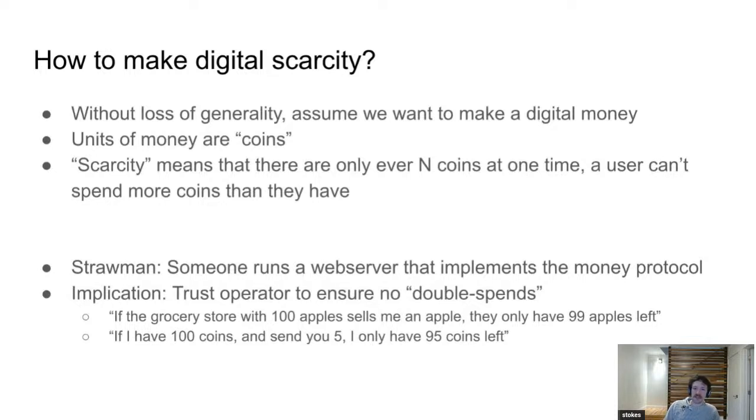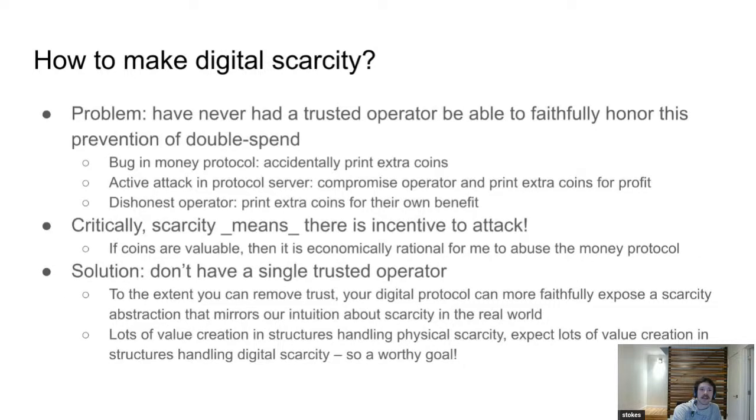When we say double spend, we mean this thing where out of my 100, if I send you 5, I should definitely have 95. I can't send more than 2 people 50 coins each, because I would just not have that many coins. And the important word here is that you're trusting the operator, right? And historically, we've never been able to trust an operator to uphold this sort of protocol, and in particular, its double spend property.